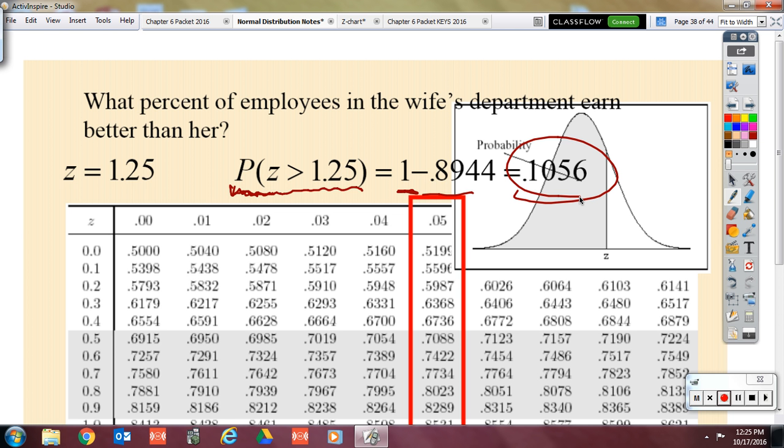So 10.56% of the people have a higher salary than she does. Okay, that's where that comes from. So just this upper part, 10.56.